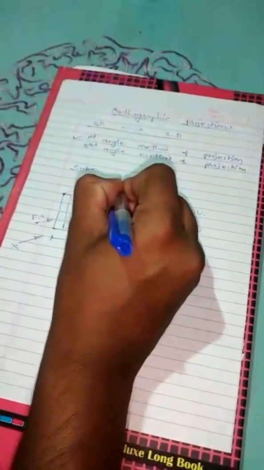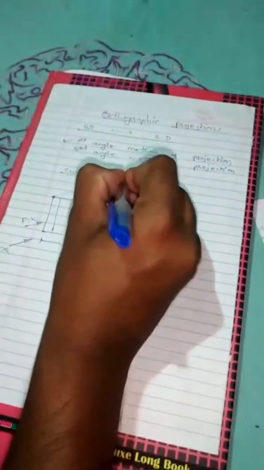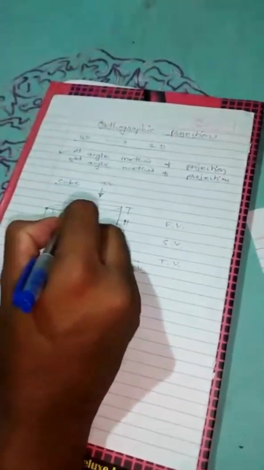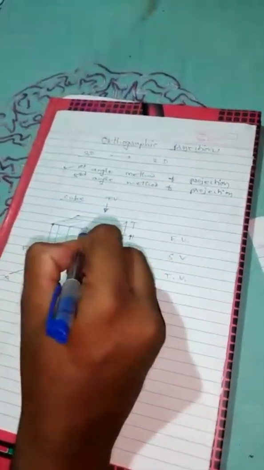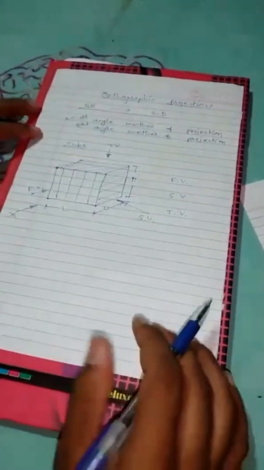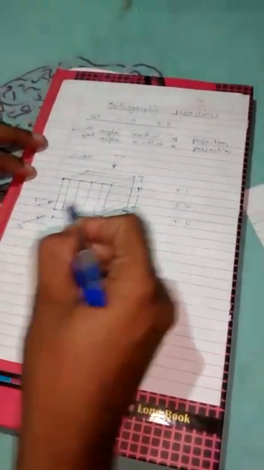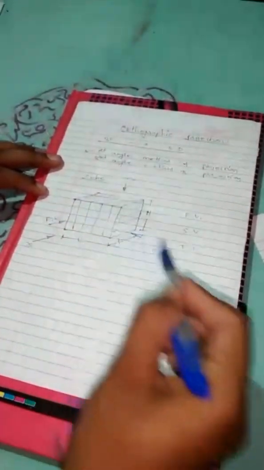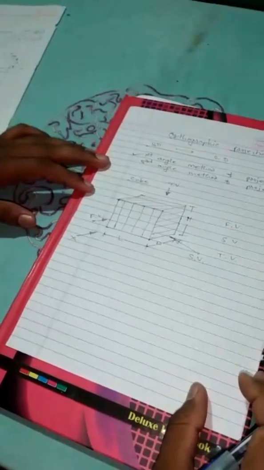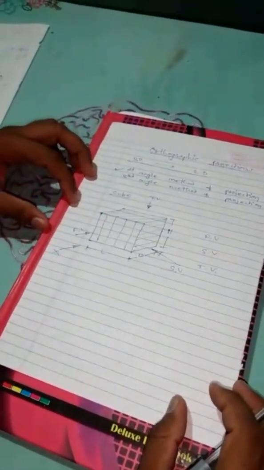After that we will see the top view. It can be seen from the top side of the object. We have to imagine that this front view is seen from the front side, this side view is seen from the right side, and this top view is seen from the top side. We have to imagine this while drawing the top view.